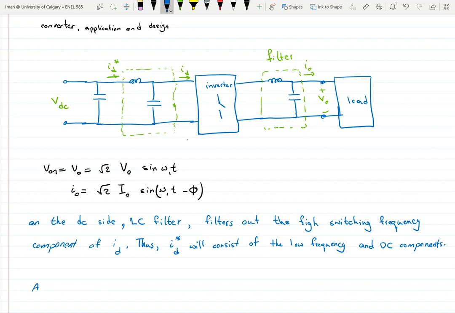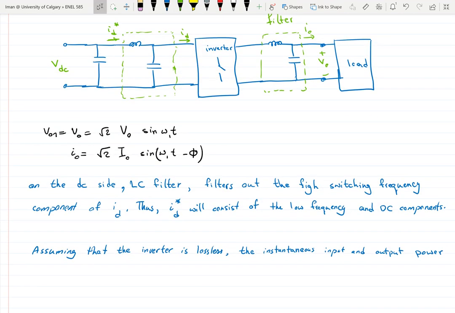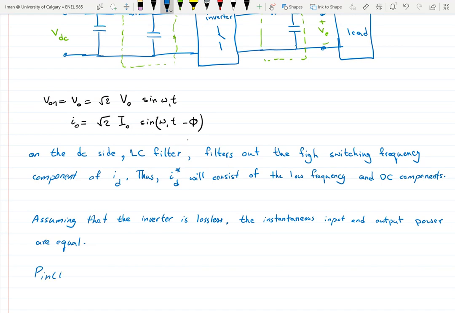So now, assuming that the inverter is lossless, the instantaneous power, or the instantaneous input and output power, are equal, right? So now let's write that out. P in of t is equal to P out of t.